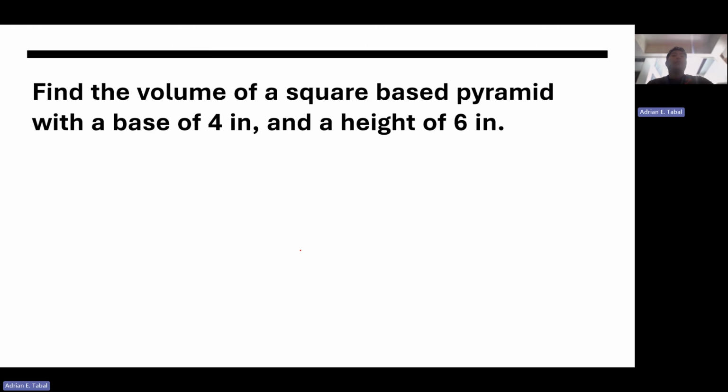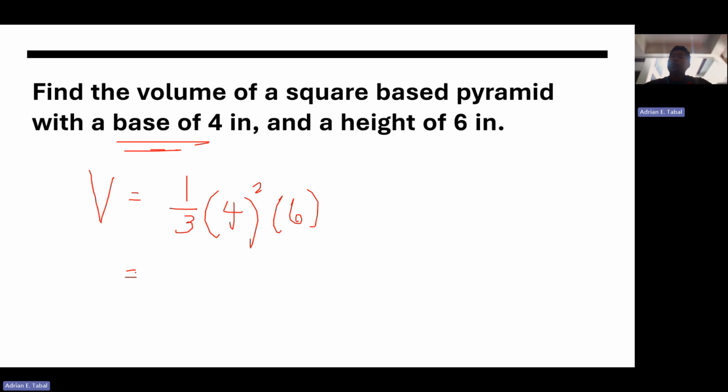Next, we are going to find the volume of a square base pyramid with a base of 4 inches and a height of 6 inches. Same formula, volume is equal to one third times the base. Since 4 is only the base, not the area, to find the area of the square, we are going to use s squared. 4 squared times 6. You multiply this in your calculator. The answer is 32. Do not forget the measurement: inches cubed.